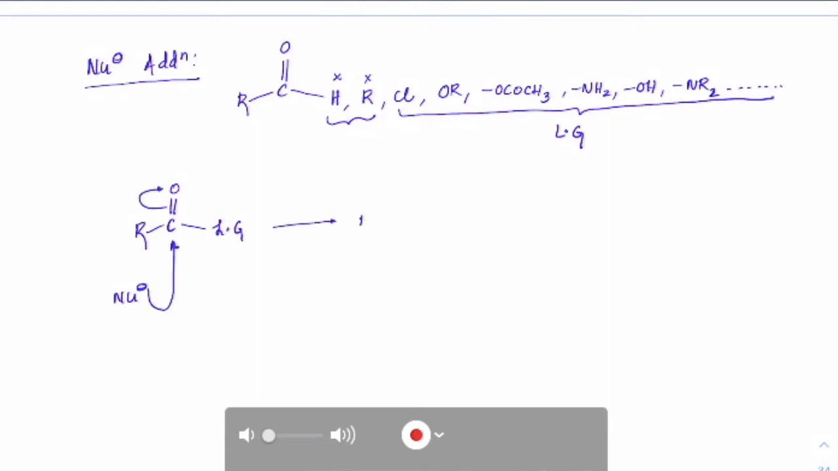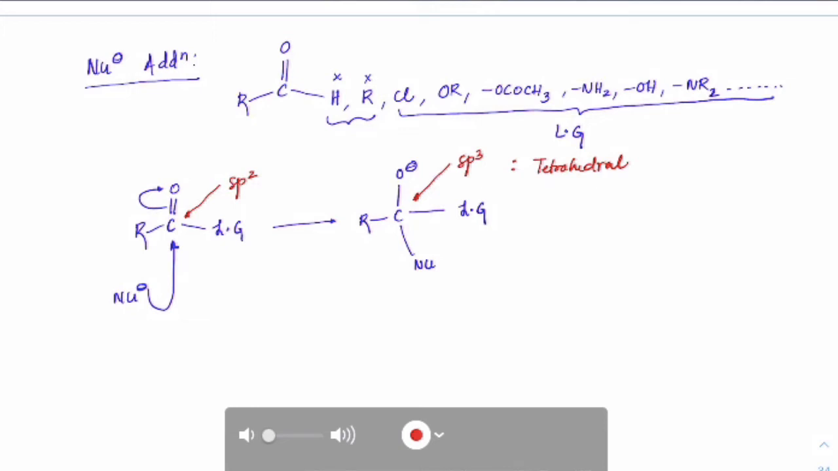So we would get RCO minus, and this has become nucleophile and leaving group. Got it? What is the hybridization of carbon here? It was sp2 hybridized, which got changed to sp3 hybridized. Because it is sp3 hybridization, it is forming a tetrahedral shape here.